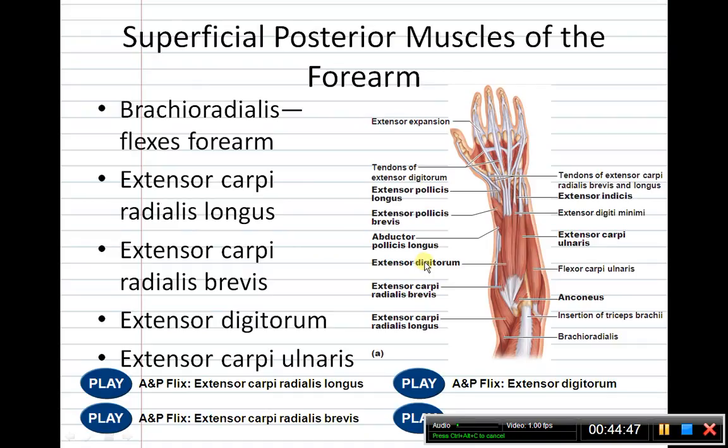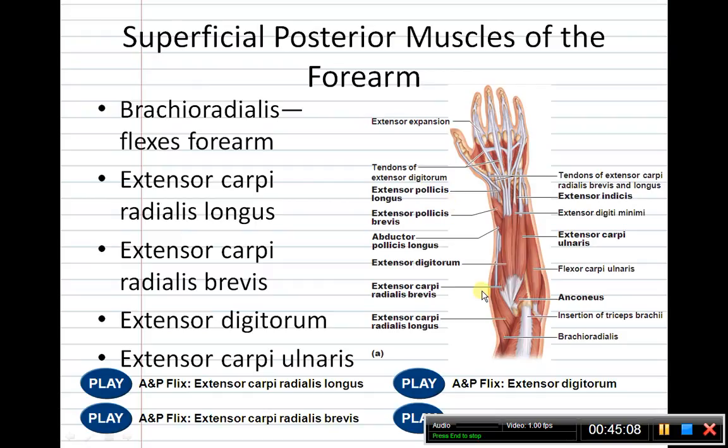First, extensor digitorum. You can see it starts at the lateral aspect of the humerus. It goes all the way down to the what? The digits. Yeah, it goes to each of the digits. So if you take your hand and you spread your fingers out and pull them back, that's the muscle that's tightening. And you can feel it in the back of your forearm too.